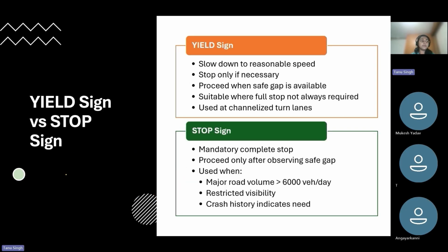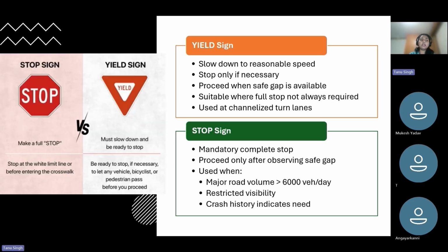Then coming to the yield sign and stop sign. Under the yield sign, the driver must slow down to a reasonable speed. Stopping is not mandatory if a safe gap is available. The driver can proceed without stopping. However, if the gap is insufficient, the driver must stop and wait. So this type of control is used where traffic conditions do not require a full stop every time. It is commonly used at channelized turn lanes.